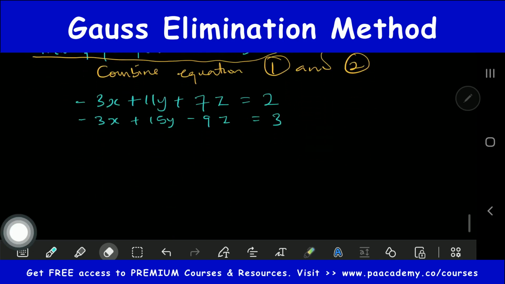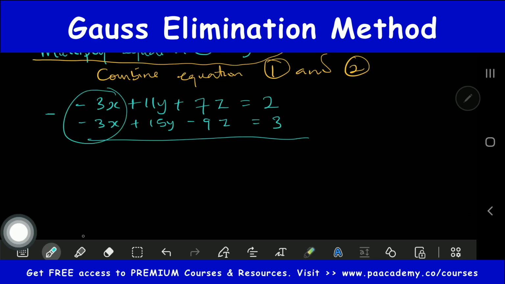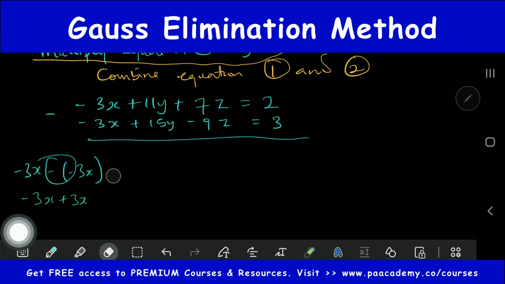What we want to do next is subtract this new equation 2 from equation 1. We can do that like this, putting a negative sign here to subtract them. So we have minus 3x minus minus 3x, which is minus 3x plus 3x, and that gives us 0 because minus times minus is plus, so just take note of that. This will just cancel out.